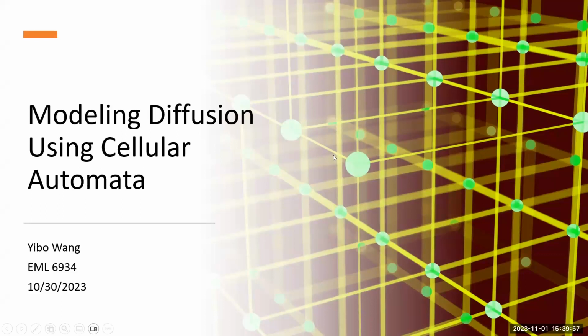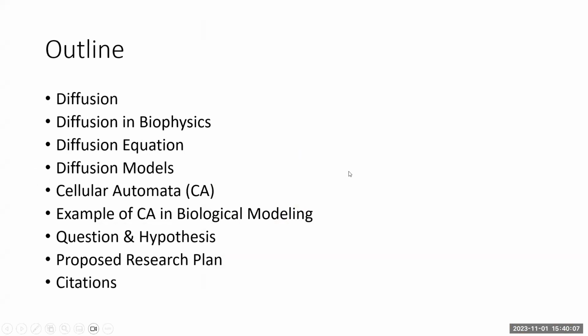So, hello everyone. I want to introduce my project today, and my topic is modern diffusion using cellular automata. This is my presentation outline. I will firstly introduce the diffusion model and cellular automata with some applications, and then go through the question part and research plan quickly.